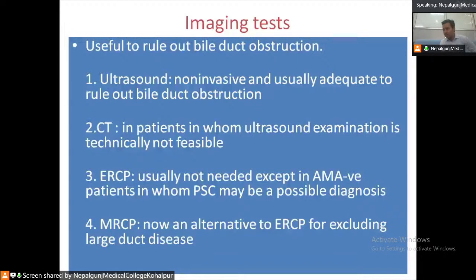In extrahepatic bile duct obstruction, there is also cholestasis. There is also a rise in bilirubin. There is also a rise in alkaline phosphatase. Just to rule out other obstructive biliary lesions or biliary disease, you do imaging.